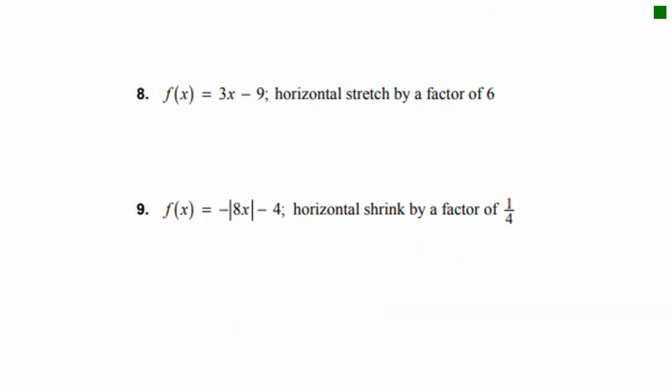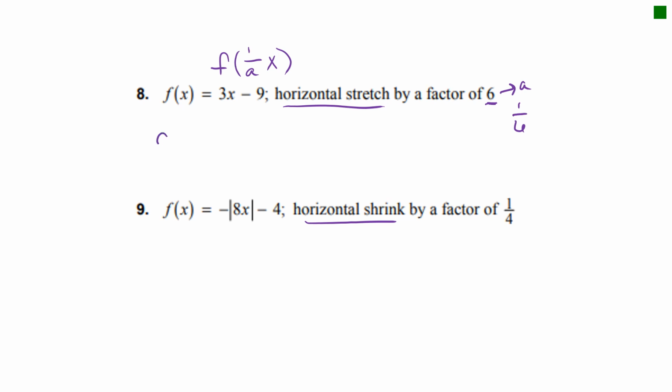Okay, for this set, horizontal stretch and horizontal shrink, remember that's the one that's on the inside. And so we have to use the factor of a as 1 over a. So the definition for that is f of 1 over a times x. Since 6 is our a, when we plug this in, we're going to use 1/6, and plug that in everywhere that we see x.